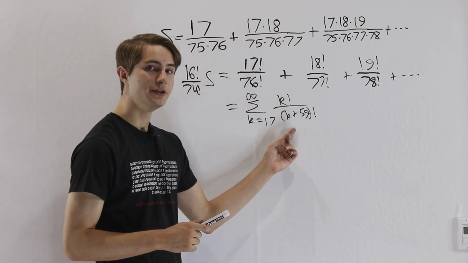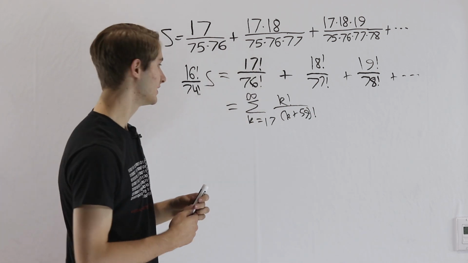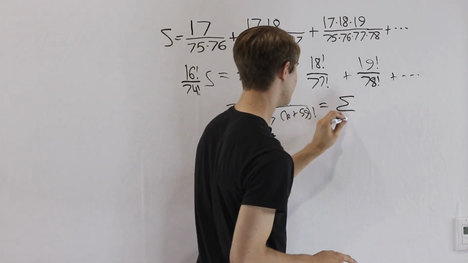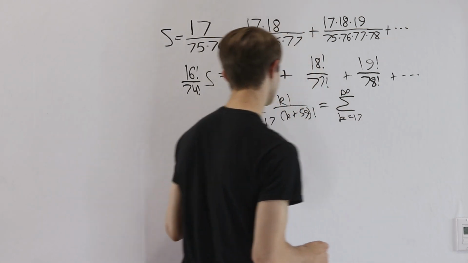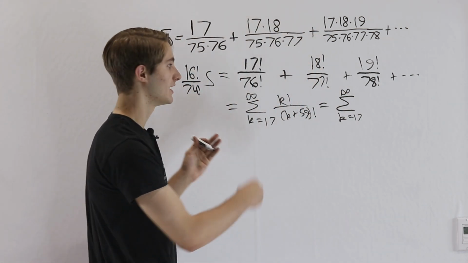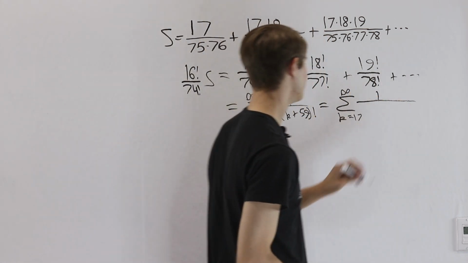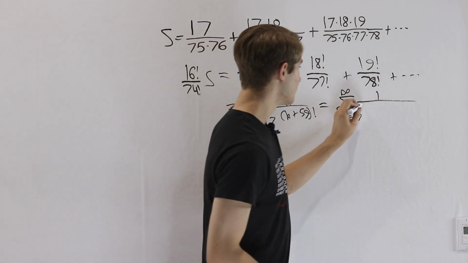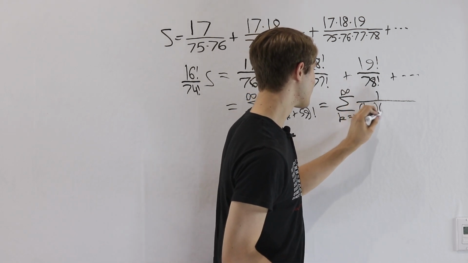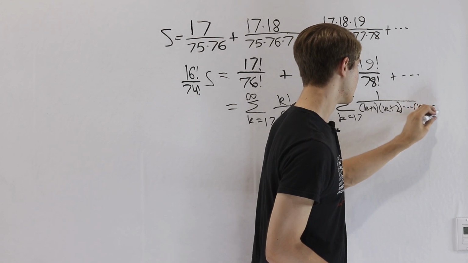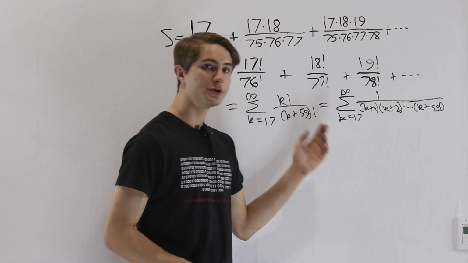And now what we notice is there's actually going to be some cancellation between the top and the bottom. If we think about k plus 59 factorial, well, that's going to be equal to k factorial times k plus 1 times k plus 2 times k plus 3, all the way up to k plus 59. So in fact, this sum is just equal to 1 over k plus 1 times k plus 2, all the way up to k plus 59. So what do we do from here?